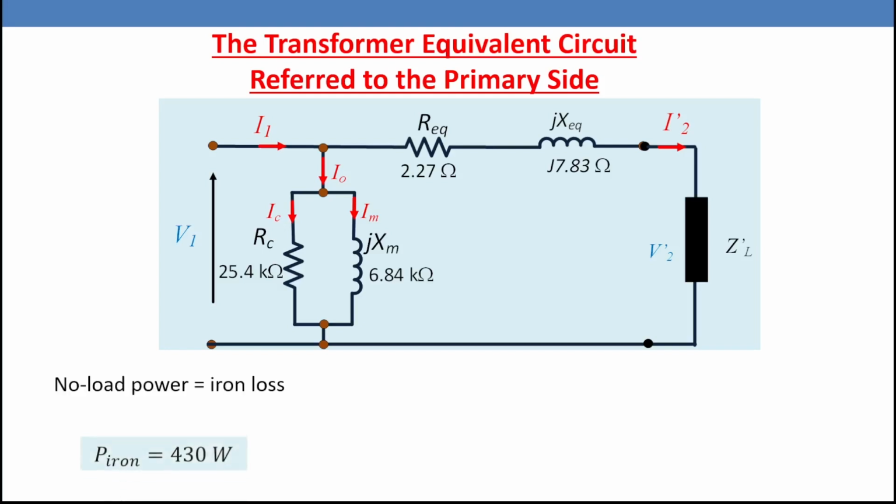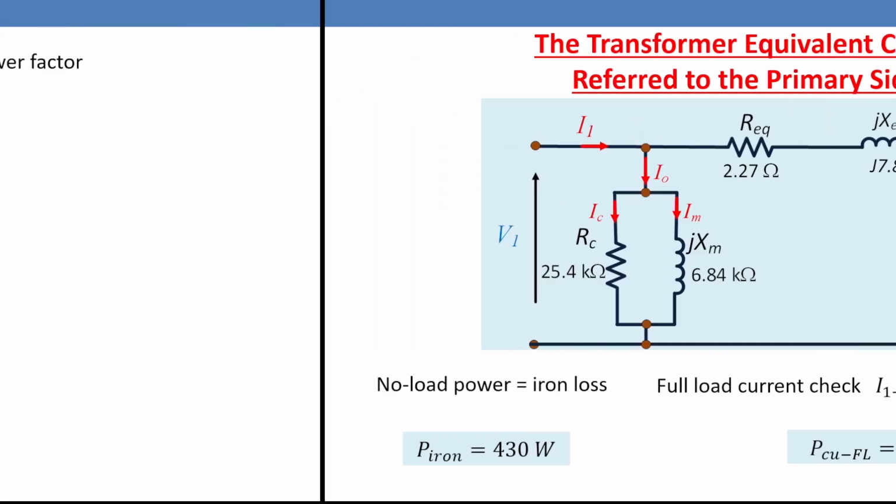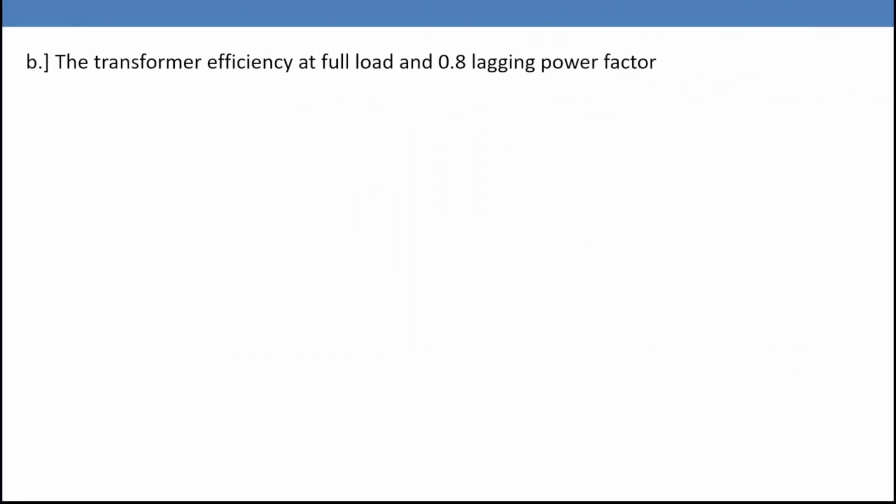So we have iron loss, or no load power, equals 430 watt. But what about the copper loss? We need to check that the current during the short circuit test is the full load current. So we are going to have that S over V1 equals 15.2 ampere, and that one matches 100% the current during the short circuit test. So we can say now that the copper loss at full load equals 525 watt, the power measured during the short circuit test.